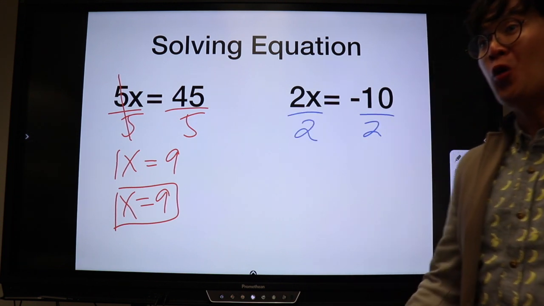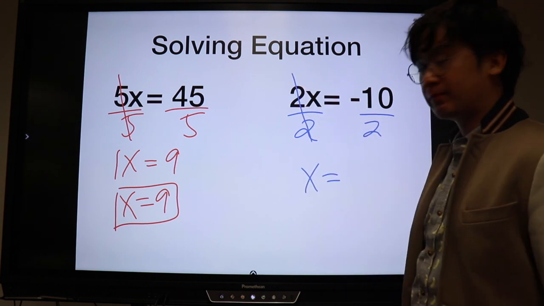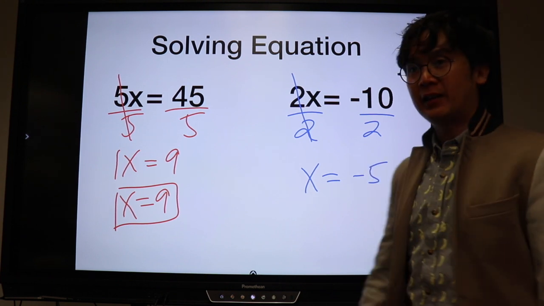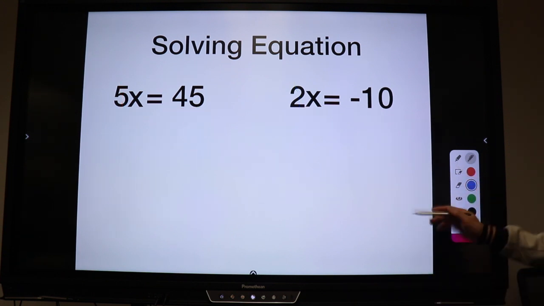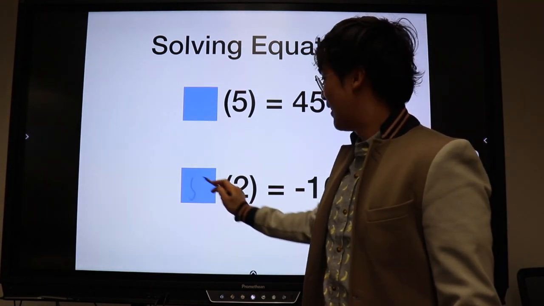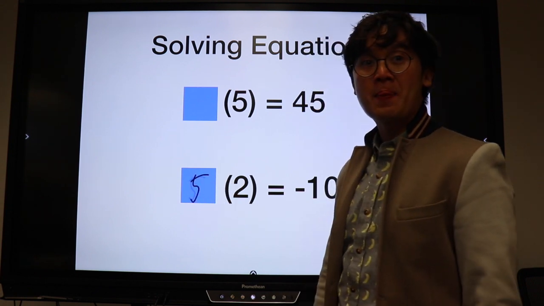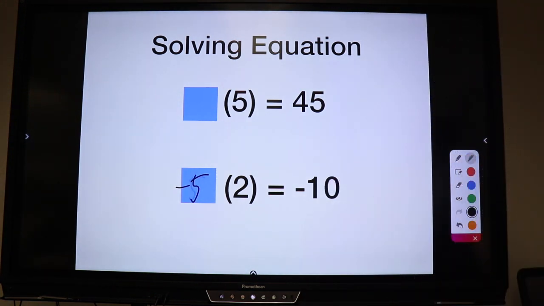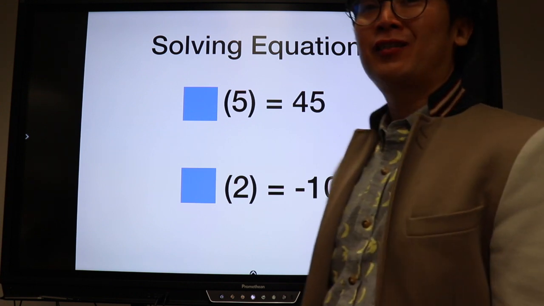Divide both sides by 2 or multiply both sides by 1/2, which gives you x is equal to negative 5. Alright? Wait. Let's go back. Did I write 5 here or negative 5? I wrote 5. So is 5 correct? No. I didn't see the negative. It should be negative 5. So negative 5 is the number that you multiply with 2 so that it will equal negative 10. Just to make sure that we caught that.